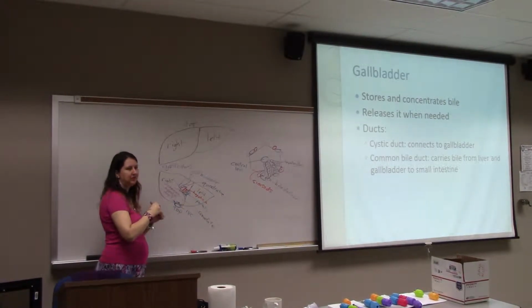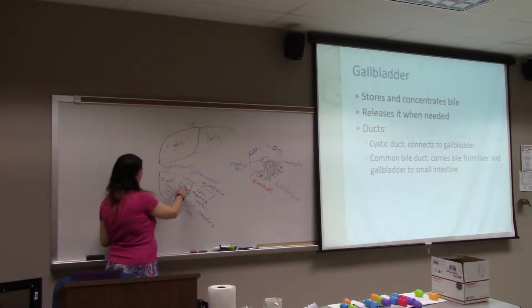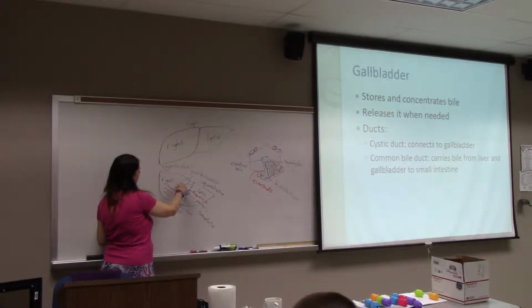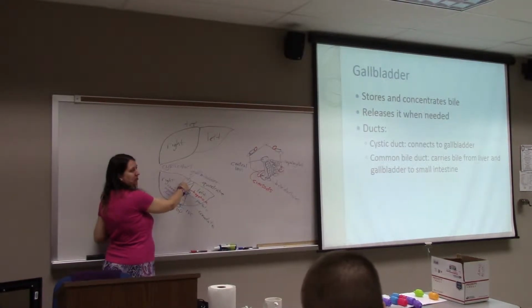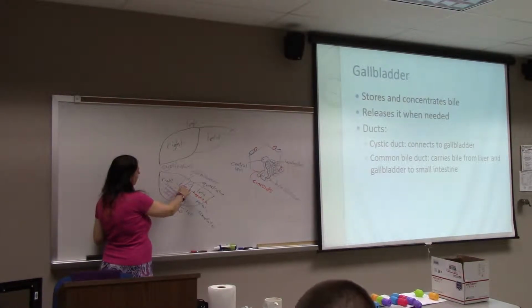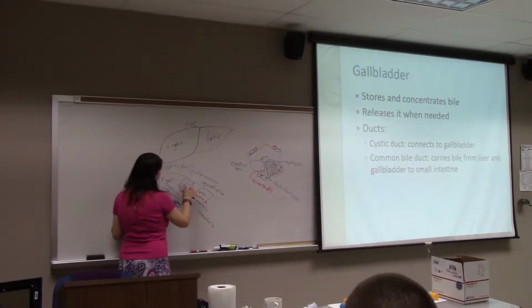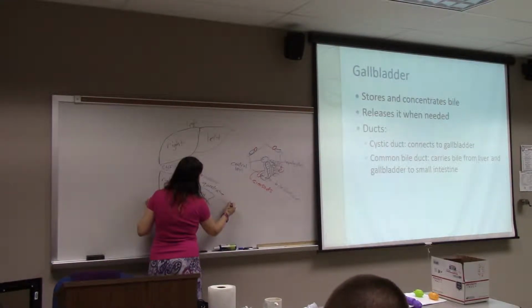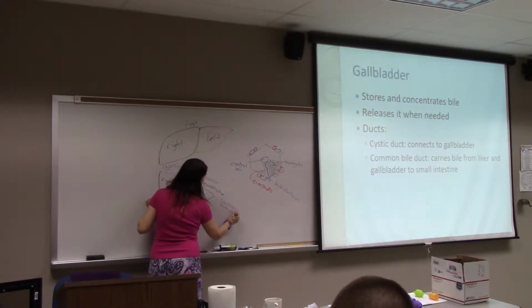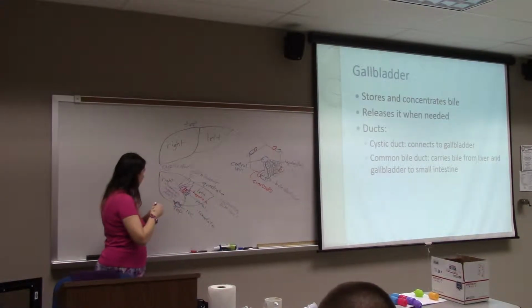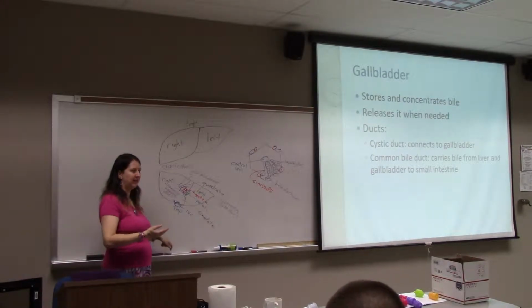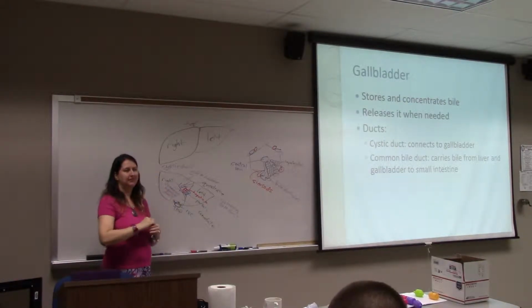And that's a two-way street. When the bile comes out of the liver, it goes out into the gallbladder. And then when the gallbladder contracts, the bile comes back and into this tube, which is the common bile duct. Common because it joins liver and gallbladder.